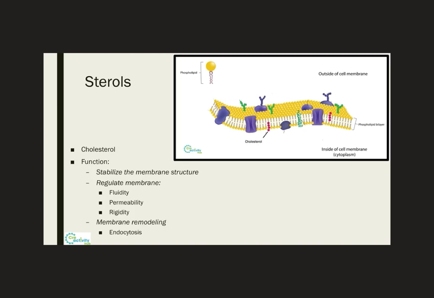With regards to sterols, they stabilize the membrane structure, and they also help to regulate the membrane fluidity, the permeability, and the rigidity. They also play an important role in membrane remodeling as part of biological processes, such as endocytosis, which we will see later on. The most common sterol in the plasma membrane of human cells is cholesterol.